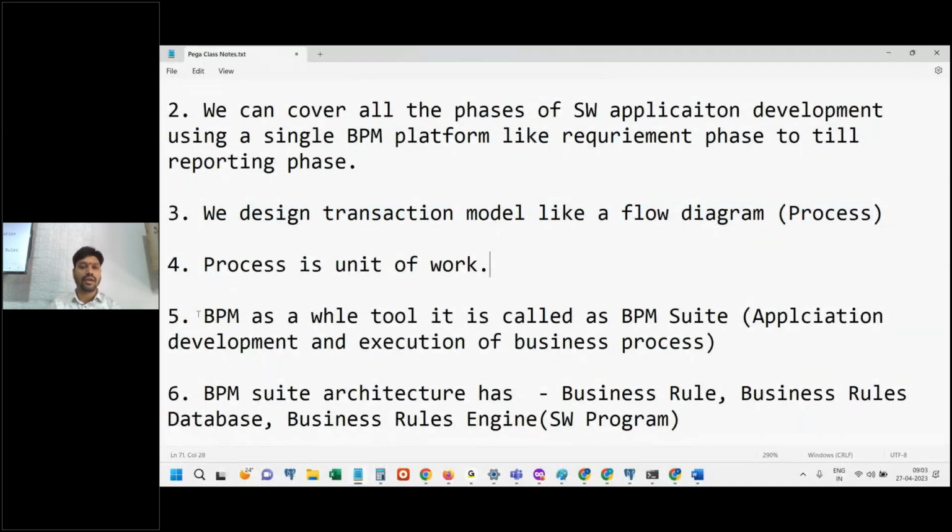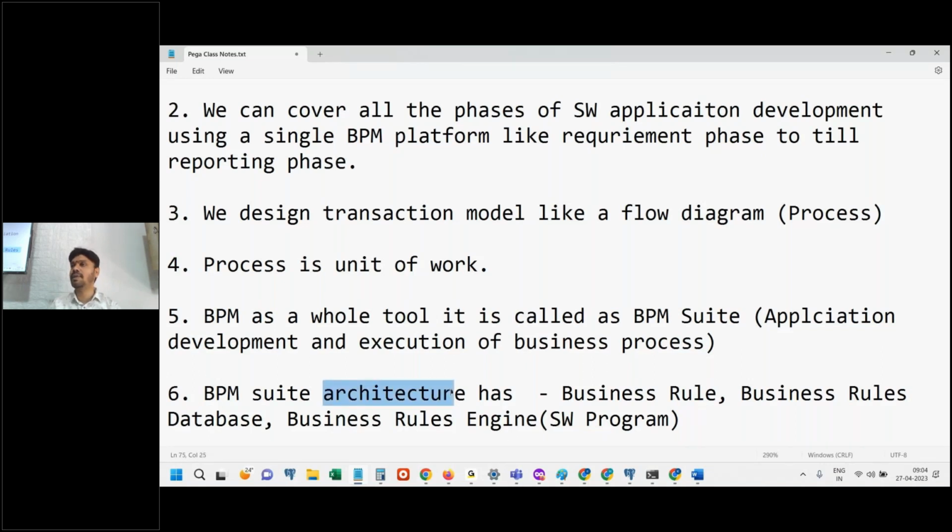BPM as a whole tool is called the BPM suite, and the BPM suite is that BPM environment. The BPM suite architecture has business rules. I explained what a business rule is. The business rules database stores business rules, and the business rules engine drives the business rules from the business rules database to the BPM environment to achieve required goals. That's what we have discussed.